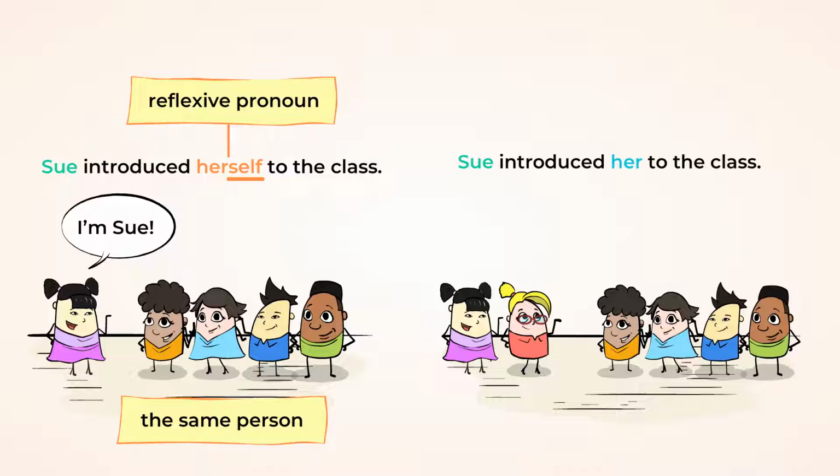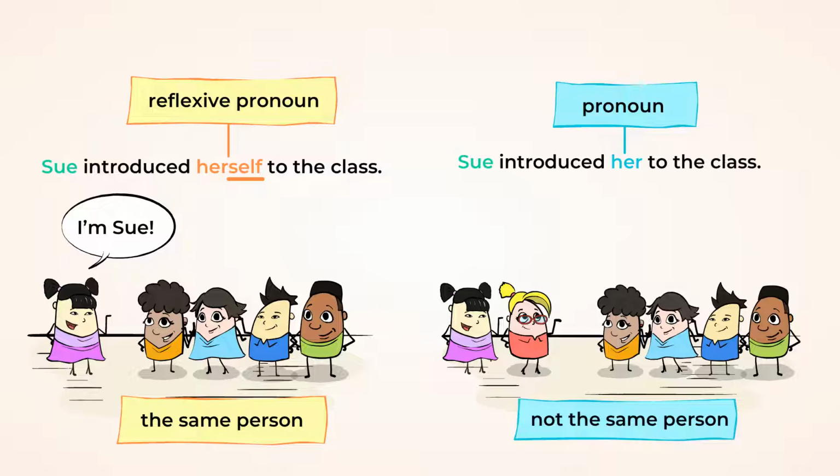But in this second sentence, we only see the pronoun her. That means the person at the beginning of the sentence is not the same person who comes later in the sentence. It's a different person. It's Jenny. In this sentence, Sue is introducing Jenny to the class. The reflexive pronoun herself changes the meaning of the sentence.